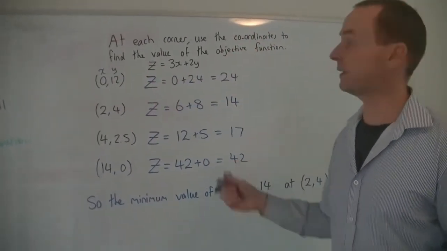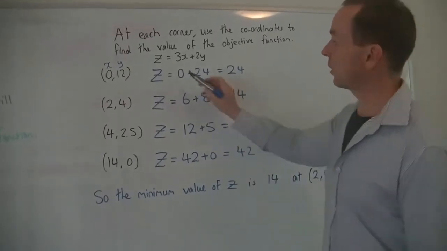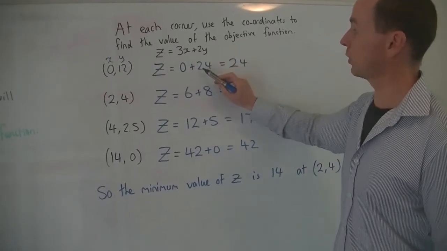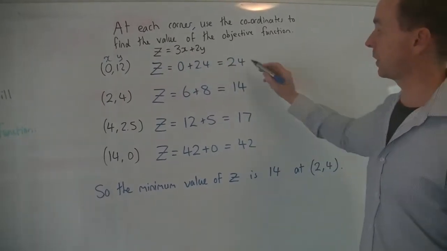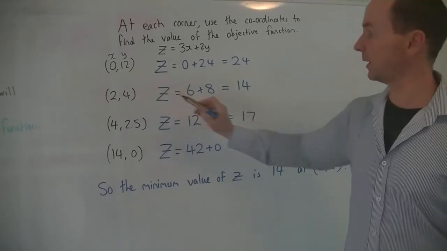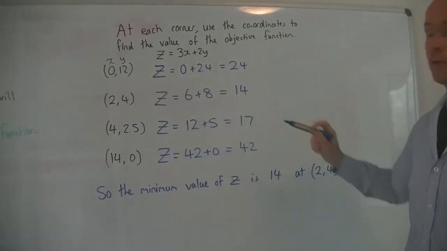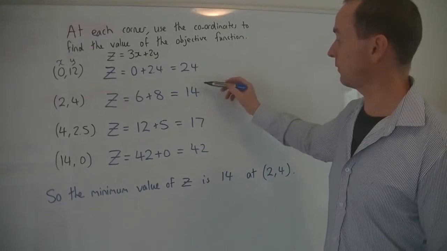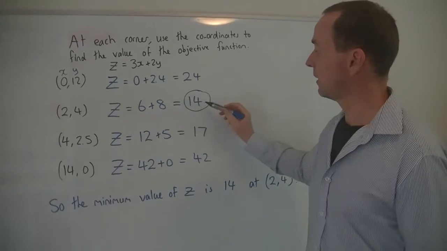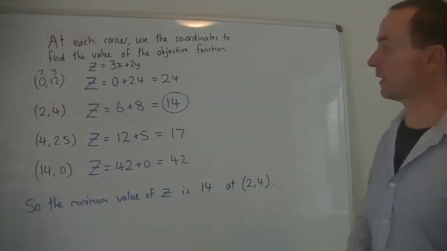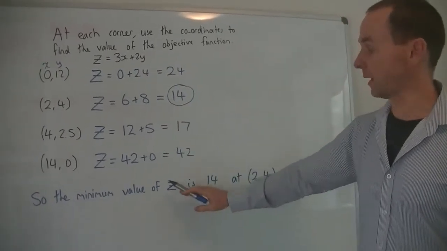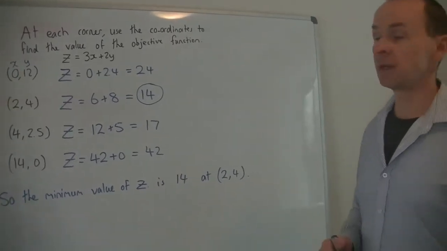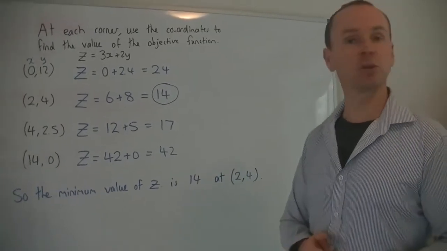and in this case it says to minimise it. So x is 0, so 3 lots of 0 is 0, and y is 12, 2 lots of 12 is 24, and we get our answer is 24. We substitute the other points in, we get 14, 17 and 42. So it's very simple substitution, and we wanted to minimise it. So we have a look here, and 14 is the lowest value for our objective function. So the minimum value of z, our objective function, is 14, and it occurs at the point 2, 4. So that is all you have to do for that. Good job.